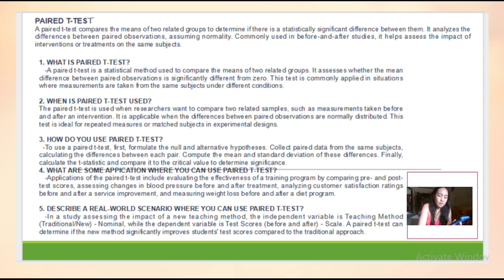Question number 5. Describe a real world scenario where you can use a paired t-test. In a study assessing the impact of a new teaching method, the independent variable is the teaching method, traditional or new, nominal, while the dependent variable is test scores before and after, scale. A paired t-test can determine if the new method significantly improves student test scores compared to the traditional approach.